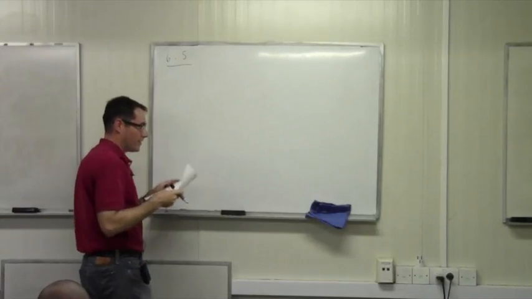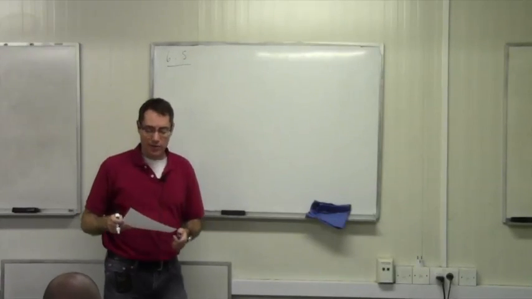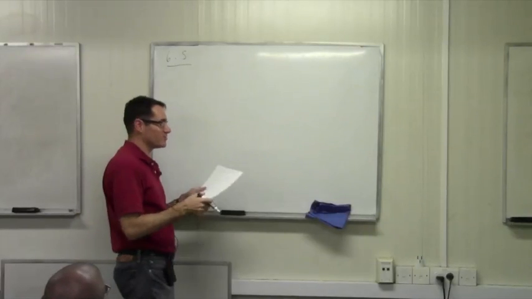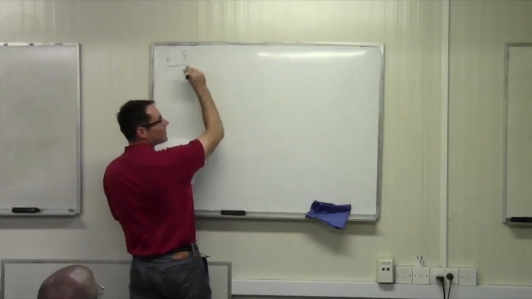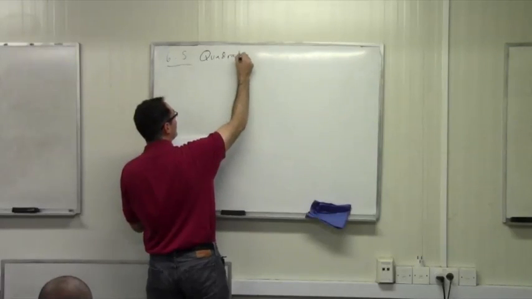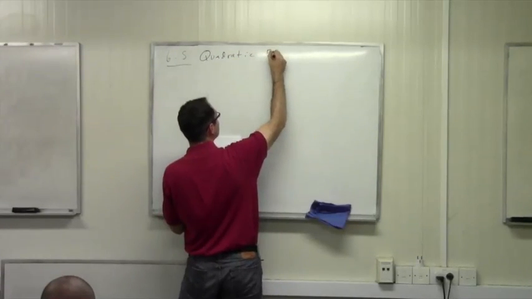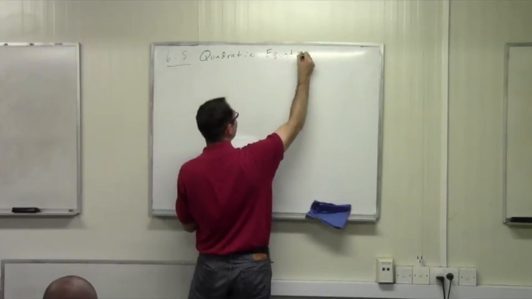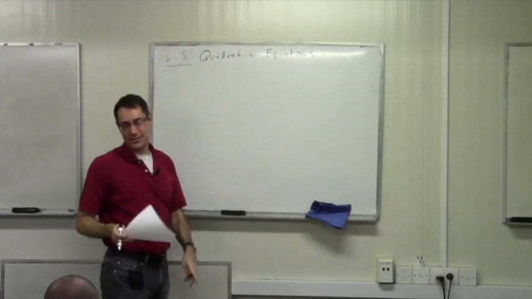6.5. OK. 6.5 is one of the ones that everybody goes, oh my gosh, I remember this from high school, and I don't like it. You'll like it once we get done. It's not too bad. Quadratic equations. Dun, dun, dun.